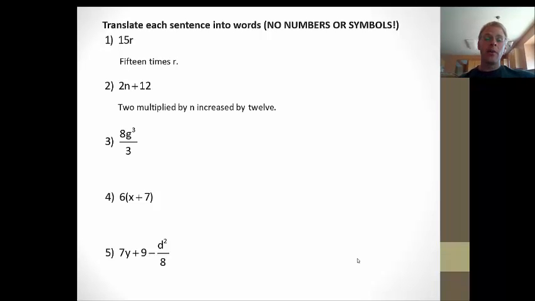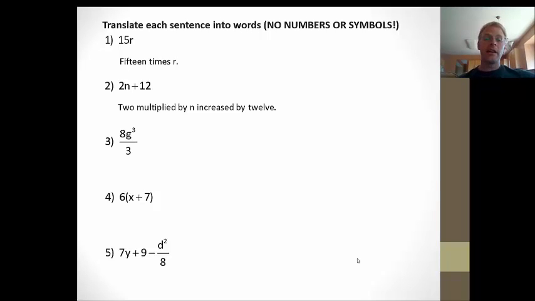The second one here, I went with 2 multiplied by n increased by 12. We can see 2n means there's multiplication in between there, and increased by 12 tells us to add the 12. So we did 2 together here, so why don't you try the last 3 on your own? Go ahead and pause the video now.